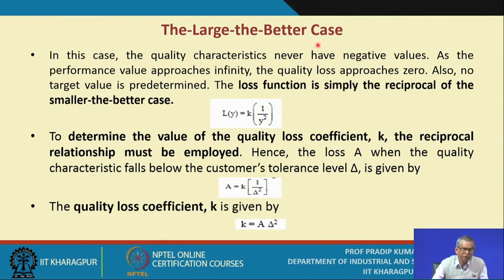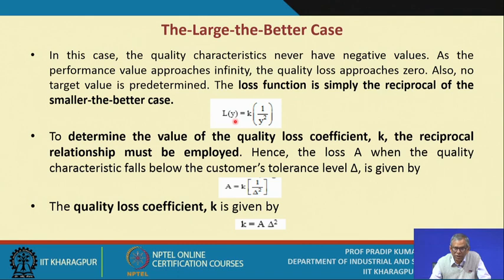For the larger the better case, the quality characteristic never has a negative value, it is always positive. As the performance value approaches infinity, the quality loss approaches 0. Is it okay? Already we have derived the expressions for the quadratic loss function. Also the target value is predetermined. The loss function is simply the reciprocal of the smaller the better case. So what is the expression of the loss function? That is L(y).